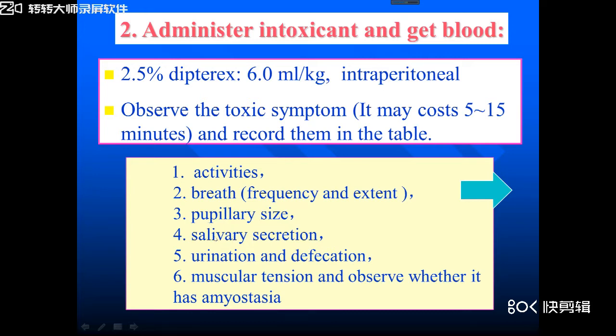Number 4, salivary secretion. Number 5 is urination and defecation. At last, there are the N signs, the muscular tension. We should know that because we injected dipterex, the N signs mean the muscular tension increases, and the last symptom is fasciculation. Okay, let's do the lab.